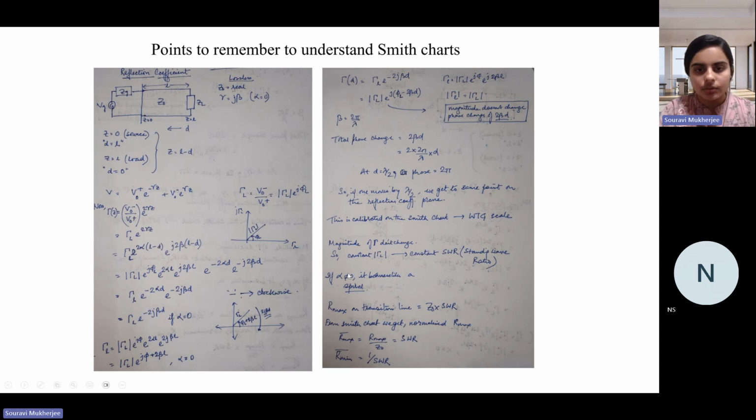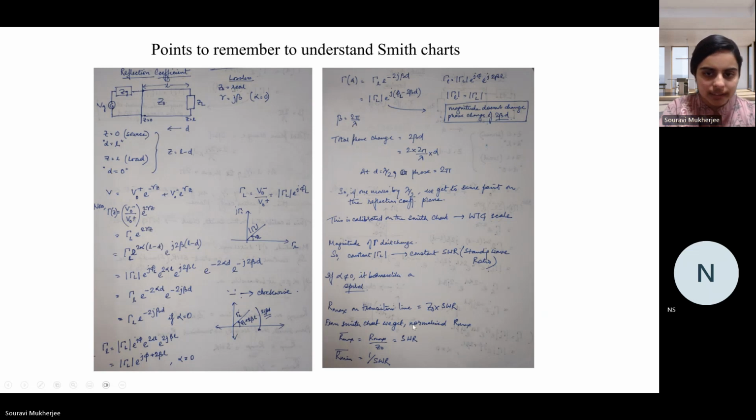Okay. Now all this, these circles that you saw, is true in the lossless case. But if it is a lossy system, it would become a spiral, because this term would still remain, so your amplitude will be exponentially decreasing, right? So there it will be a spiral.